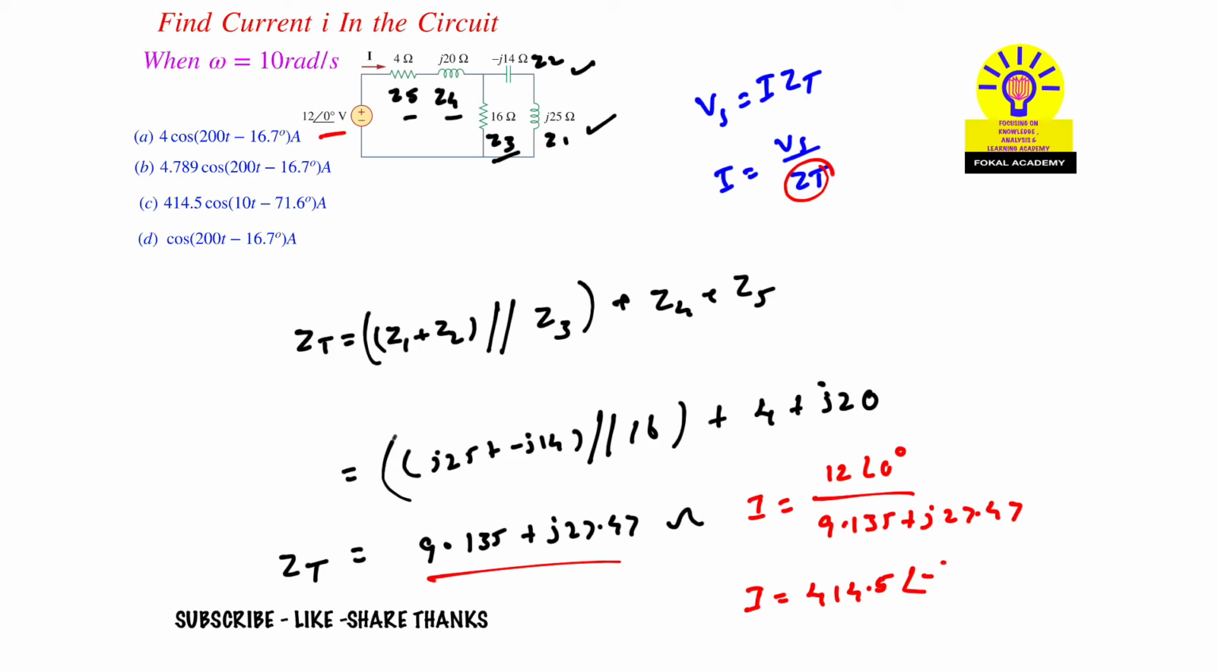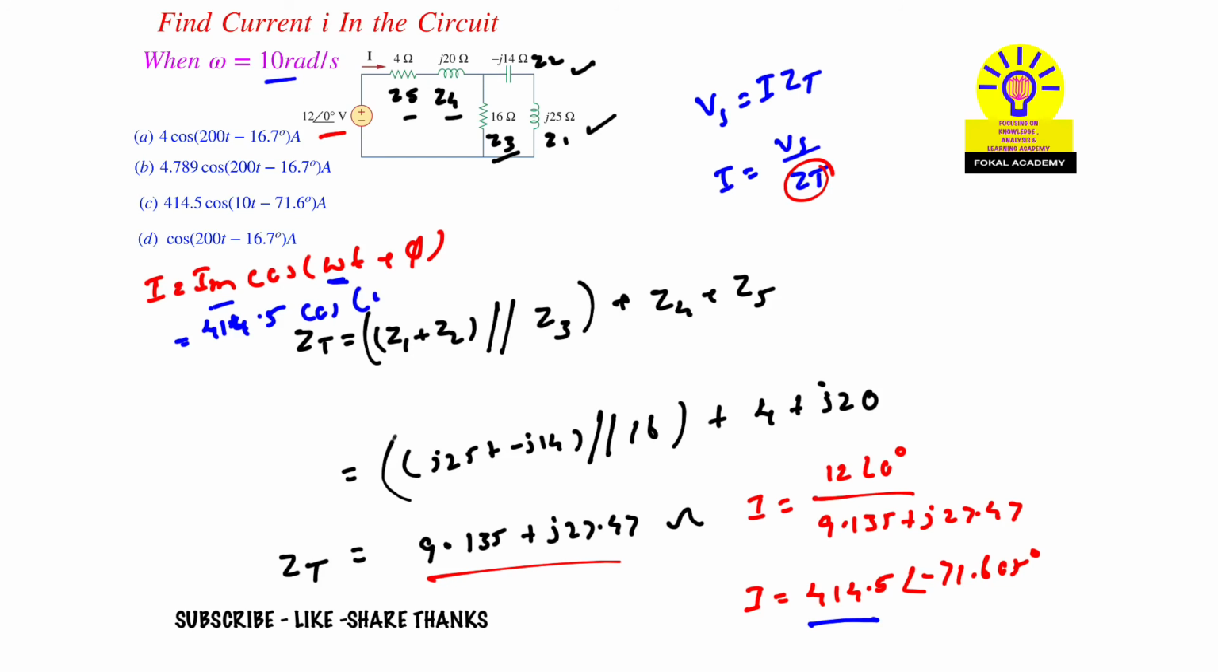414.5 with phase angle minus 17.605 degrees. So this is the current, with the phase angle minus 17.605. In the problem, it was given in cosine form. So current I can be written in cosine form, that is I equals Im into cos of omega t plus phi. Here Im we got is 414.5, cos of, and omega is given as 10 radians, that is 10t, and the phase angle we got is minus 17.605.